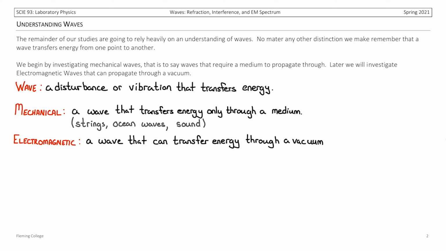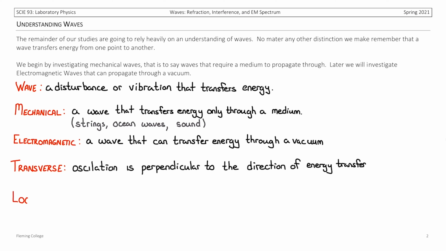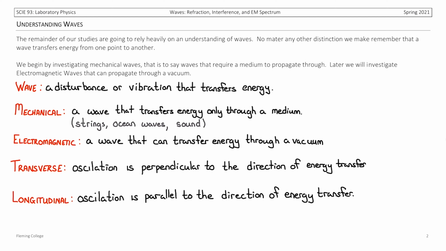When we talk about that disturbance or vibration, another word we'll use is oscillation. Transverse waves have oscillation that is perpendicular to the direction that they are transferring energy, while longitudinal waves are oscillations that are parallel to the direction of energy transfer. So a transverse wave, you can think of snapping a string, whereas a longitudinal wave, you could think of stretching and shrinking a slinky.